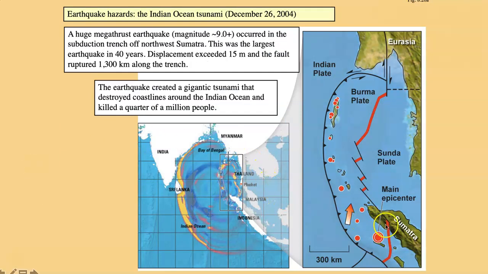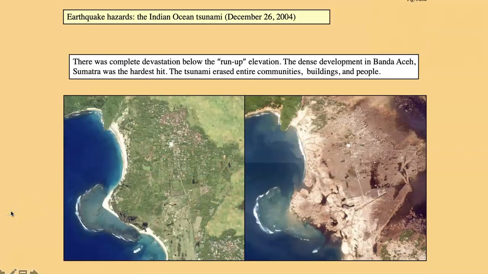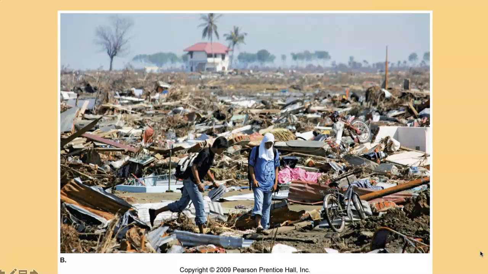The epicenter was located near Sumatra, and we're actually going to do a lab on this particular earthquake and on the tsunami. Here's a large subduction zone, which is the cause of the earthquake. And here's a picture showing the tsunami waves over a certain amount of time. Places like Banda Aceh, Sumatra were totally devastated. This is before the tsunami, and this is after. This is what was left behind. It was an incredible disaster.